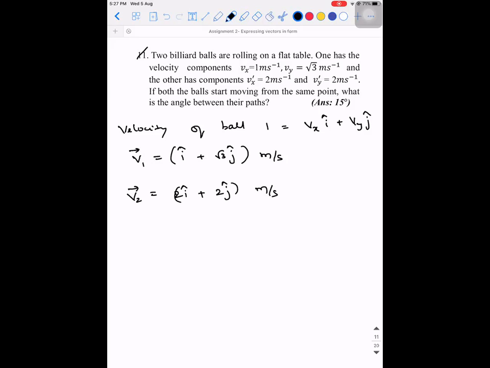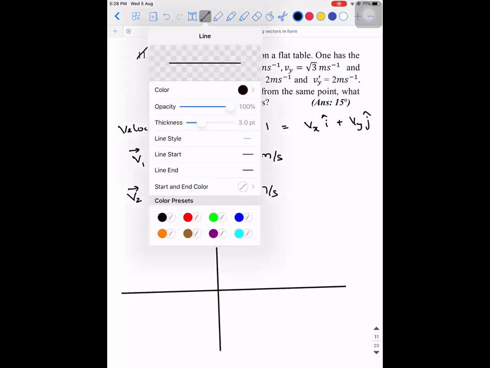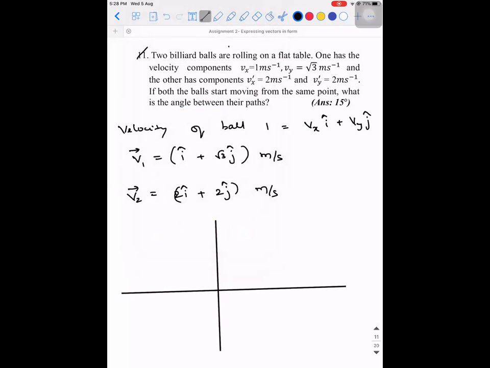Okay. Let's see. So I'm going to diagrammatically show you. Observe. Let's analyze this question. I'll tell you two methods in which this can be solved. Now see, if I ask you to draw the velocity vector for 1, then how will you draw it?